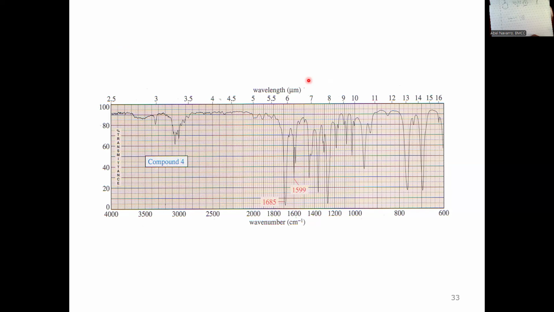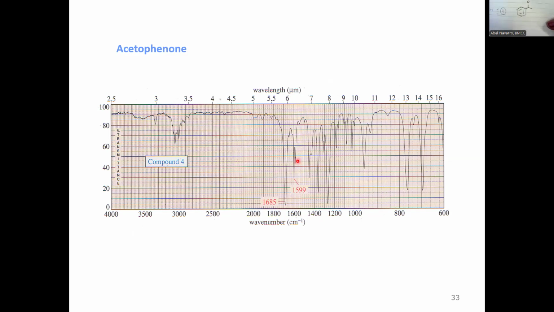This one, I see those two peaks, 1685. Amide, acetophenone. It should be because of the resonance. Oh, yeah, that's 1500. Those are the two aromatic peaks of acetophenone. This is acetophenone.